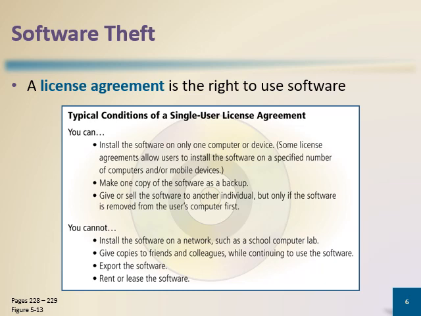You can give or sell the software to another individual, but you cannot install the software on a network, and you cannot give copies to your friends or colleagues. You cannot export the software, you cannot rent it, or you cannot lease the software. So this is the single user license agreement or the end user license agreement. This license agreement provides these specific conditions for the usage of the software, which you must accept before using the software. So whenever you are trying to install the software, these terms and conditions appear in front of you, and you will use it then.